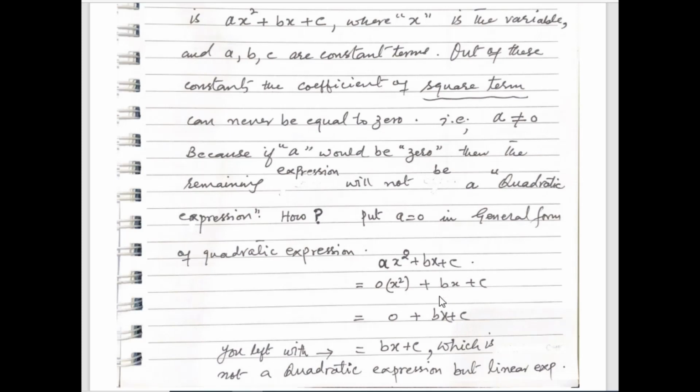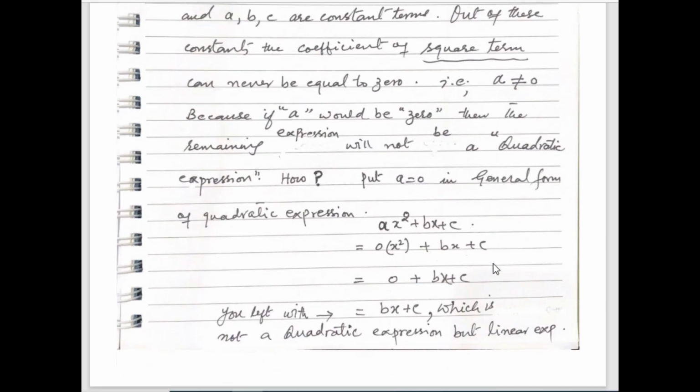So I think it's clear to you now that the first term, ax square, can never be equal to 0 in a quadratic expression. When it is 0, the expression will not be quadratic, it will be a linear expression. So keep it in your mind, a can never be equal to 0.